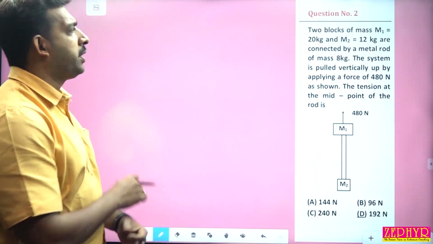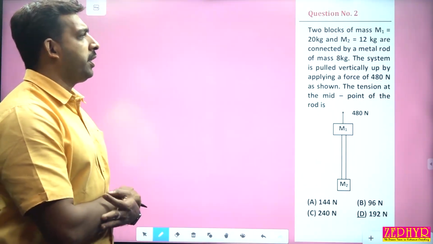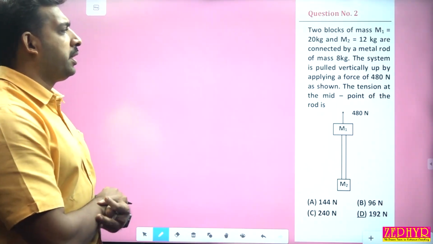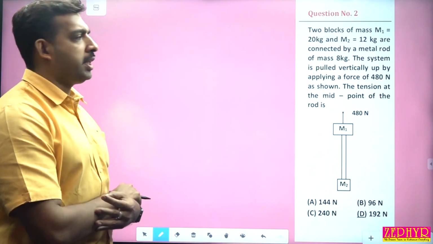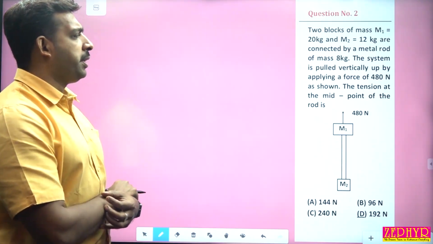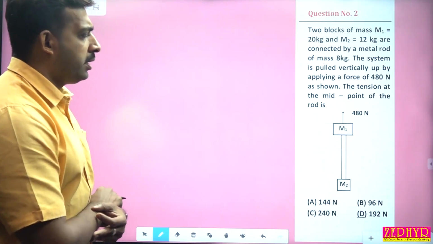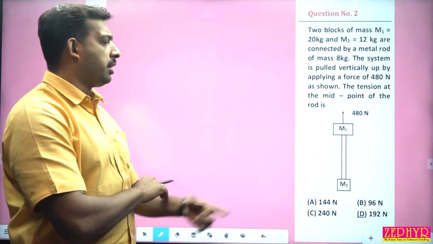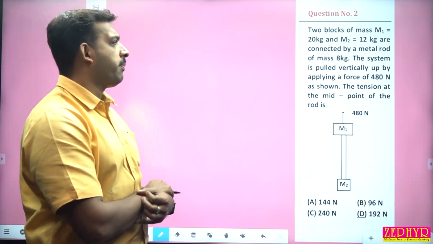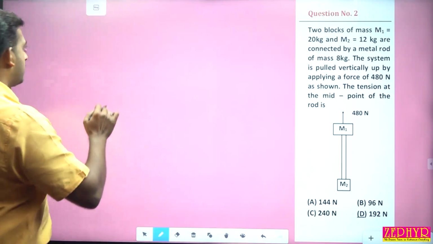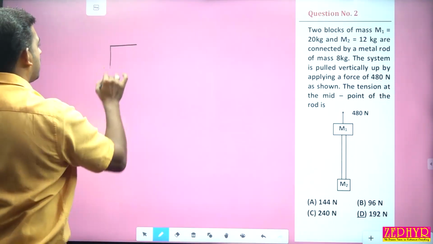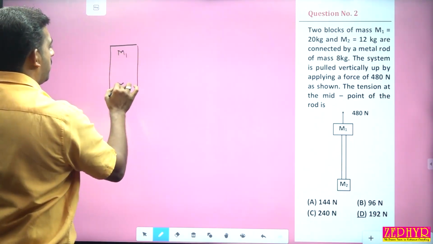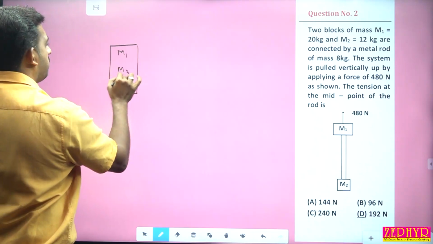Now question number 2. Two blocks of mass M1 equal to 20 kg and M2 equal to 12 kg are connected by a metal rod of mass 8 kg. The system is pulled vertically up by applying a force of 480 Newton, as shown. The tension at the midpoint of the rod is equal to what? In the figure we may see only two masses, but actually the rod has a mass of 8 kg. So we'll construct a single unit like this, with the masses M1, M2, and M3.